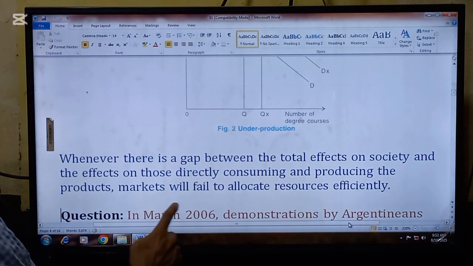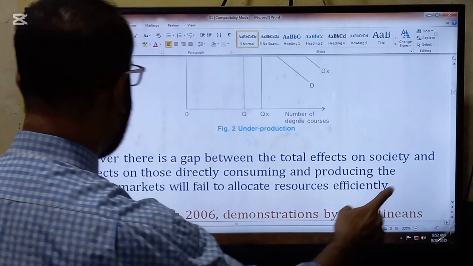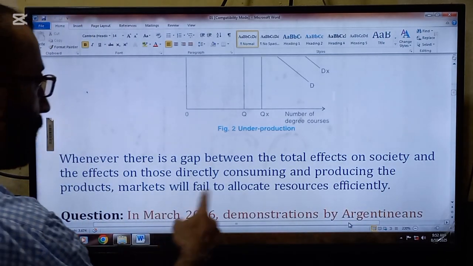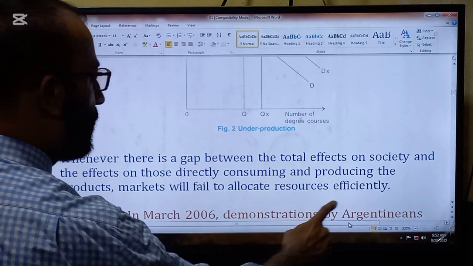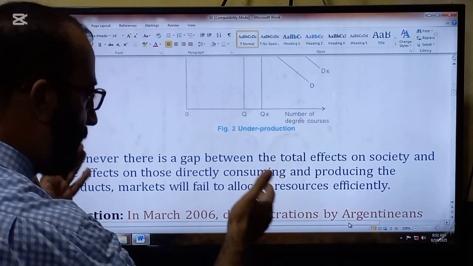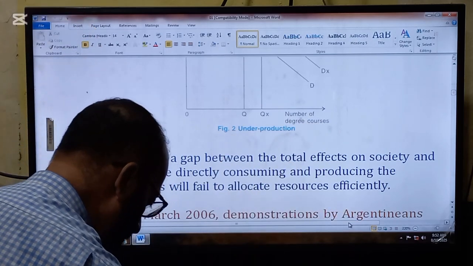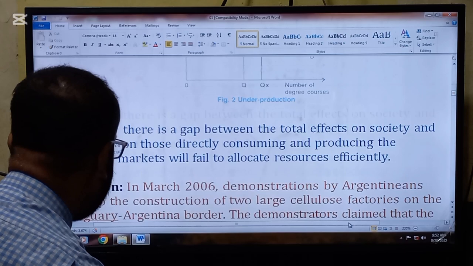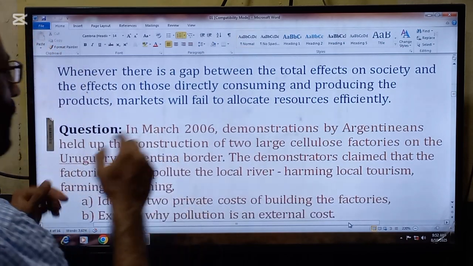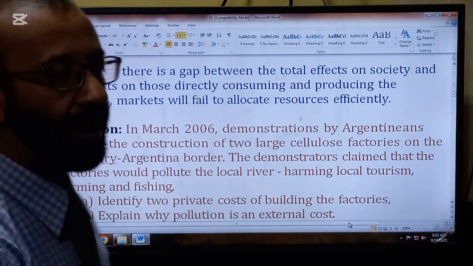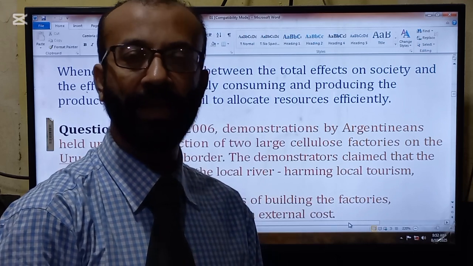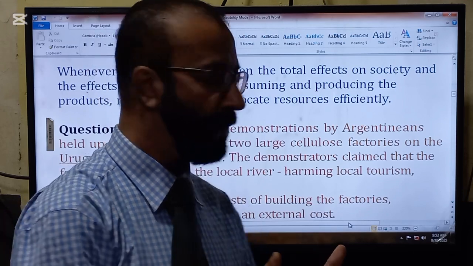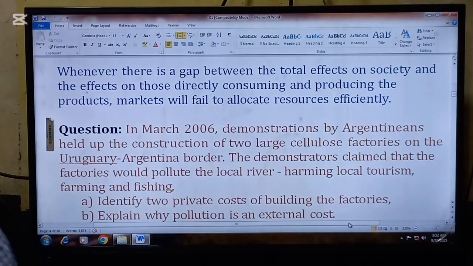Whenever there is a gap between the total effects on the society and the effects on those directly consuming and producing the products, market will fail to allocate resources efficiently. So these are the two cases in which we saw that the market has failed. In one case, there was an overproduction, and in the second case there was a shortage of production.